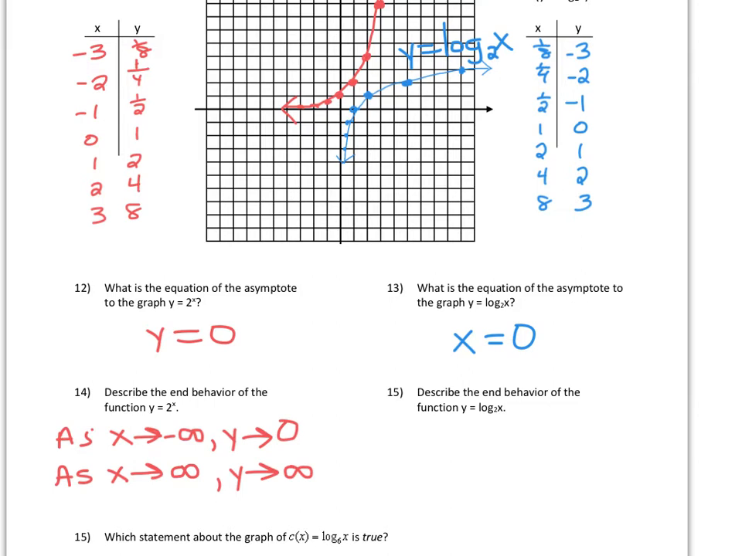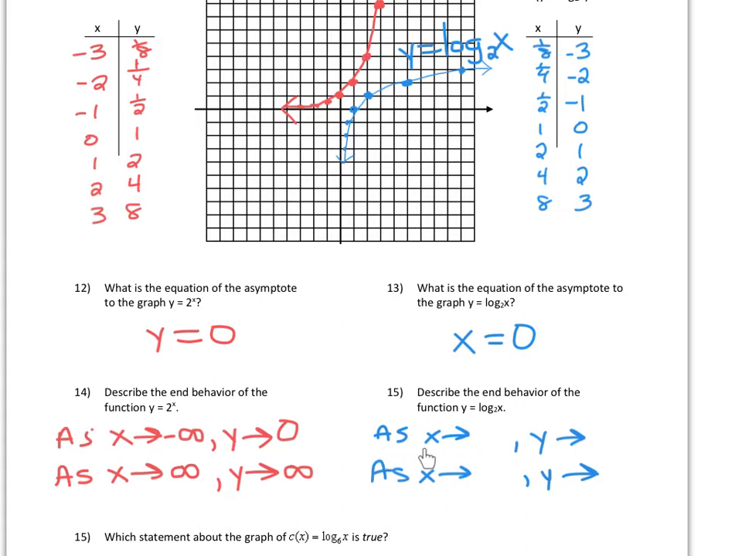Okay, so now let's talk about number 15, describe the end behavior of our log curve right here. All right, so we're going to start it off the same exact way as we did the other one. As x approaches something, we'll fill that in in a minute, y is going to approach something. And as we go to the right, as x approaches something, y is also going to approach something, right? All right, so let's figure out what these somethings are. We're going to fill in the blank.